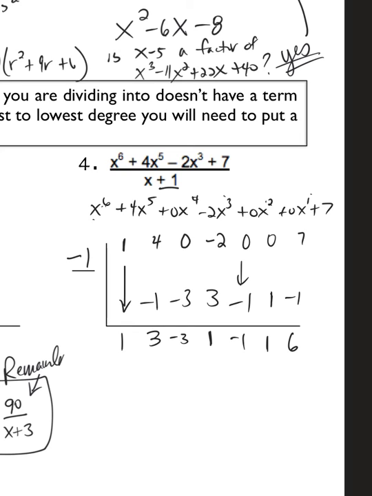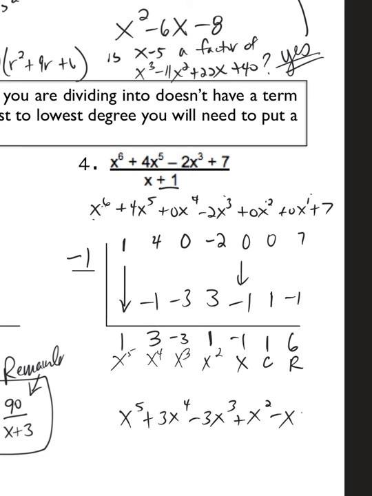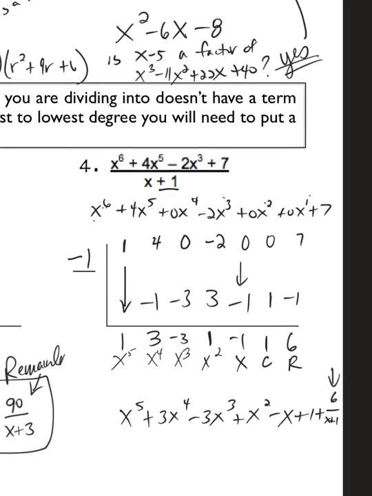Holy Hannah. Lots of stuff going on there. Here is our remainder. Here is the constant. X, x squared, x cubed, x to the 4th, x to the 5th. Now I can write it all out. X to the 5th plus 3x to the 4th minus 3x cubed plus x squared minus x plus 1 plus my remainder 6 over x plus 1. It's a lot of stuff. X plus 1 is not a factor because it had a remainder, but it still looks beautiful.